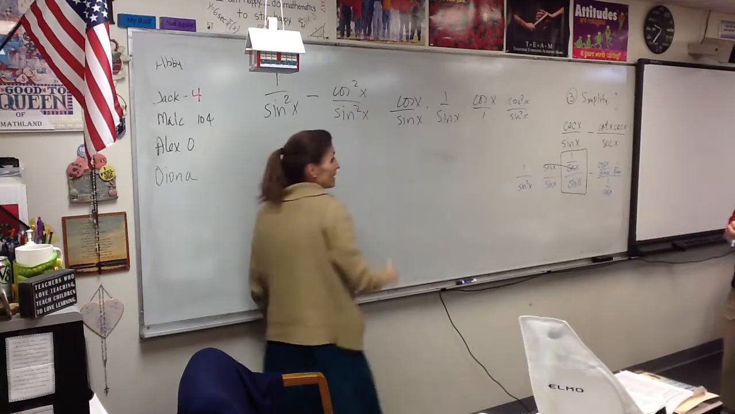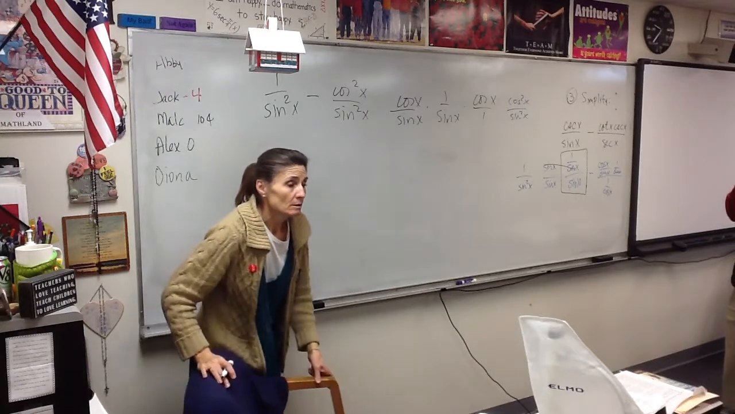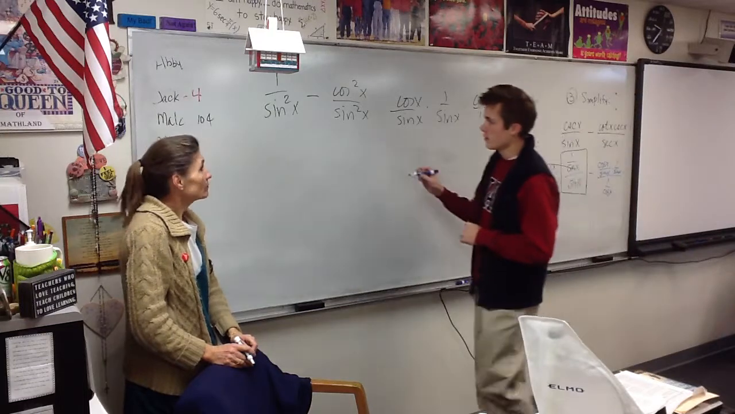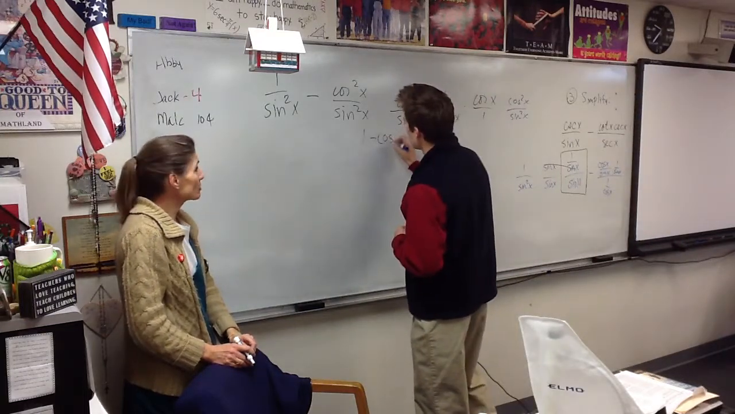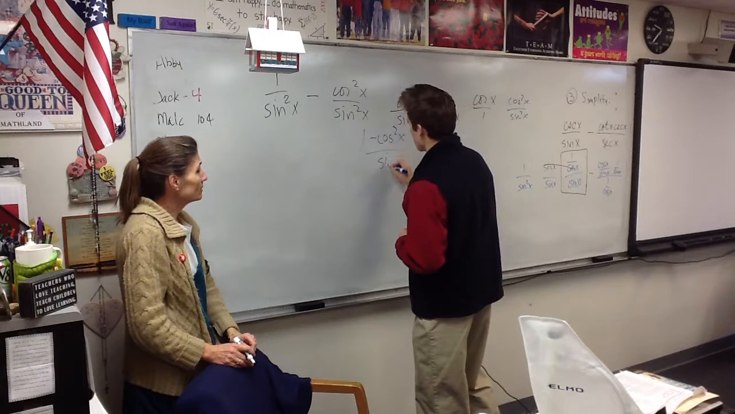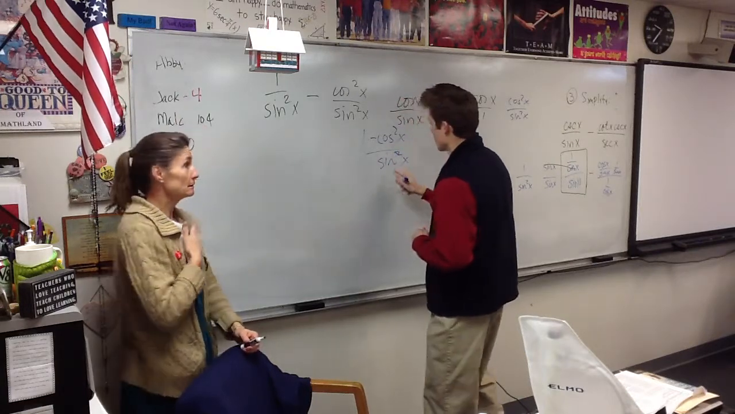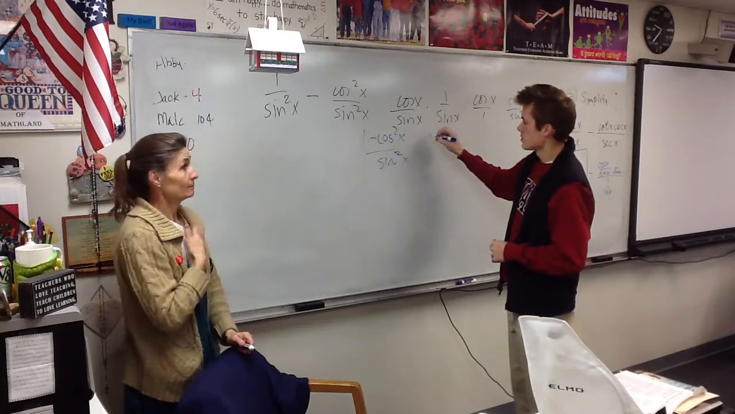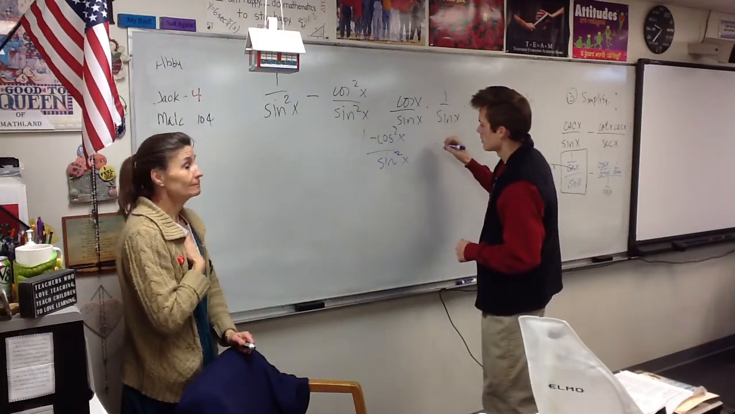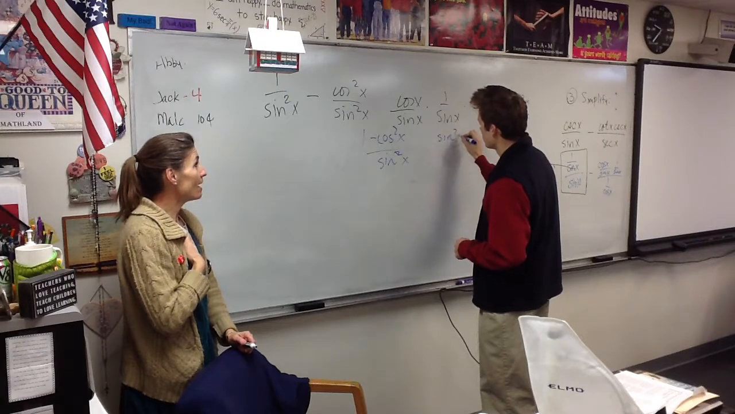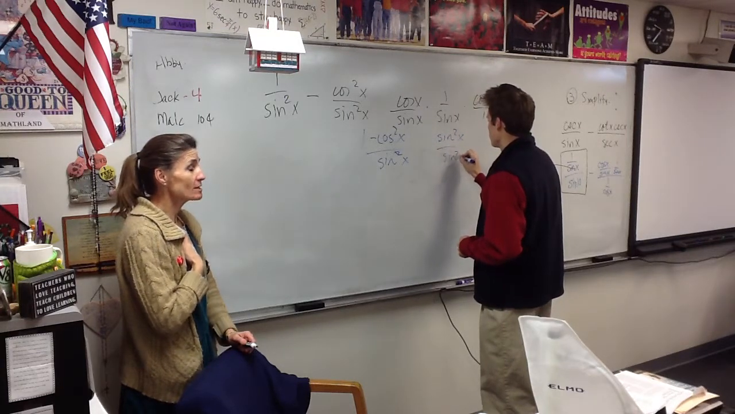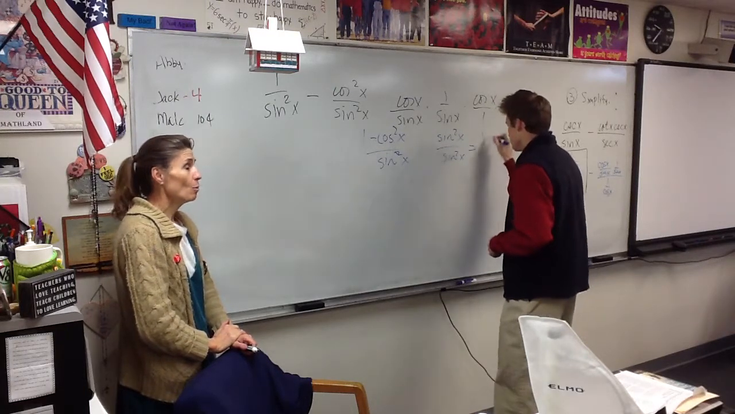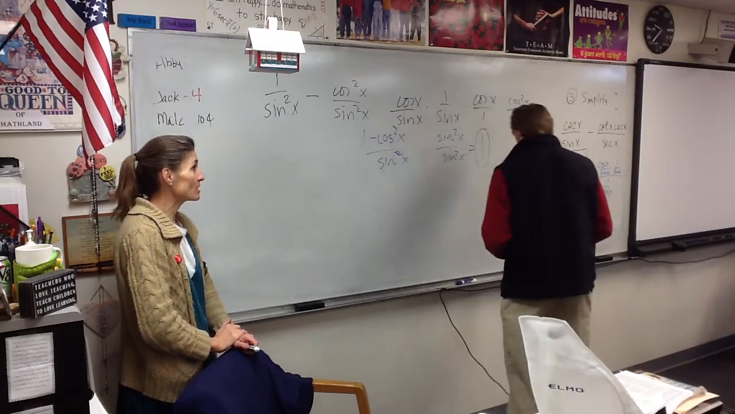So this is what he's got now. What do you notice? Yeah, you already have a common denominator, so we can go ahead and put them together. Oh, it's just going to be 1 minus cosine squared over sine squared. What's one minus cosine squared? Yeah, one minus cosine squared is sine squared. So that big mess just reduces to one. Very nicely done. Thank you.